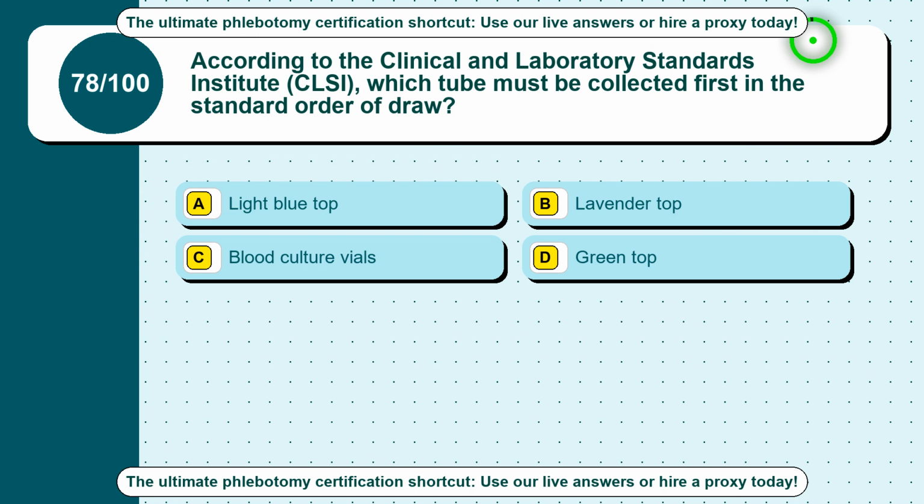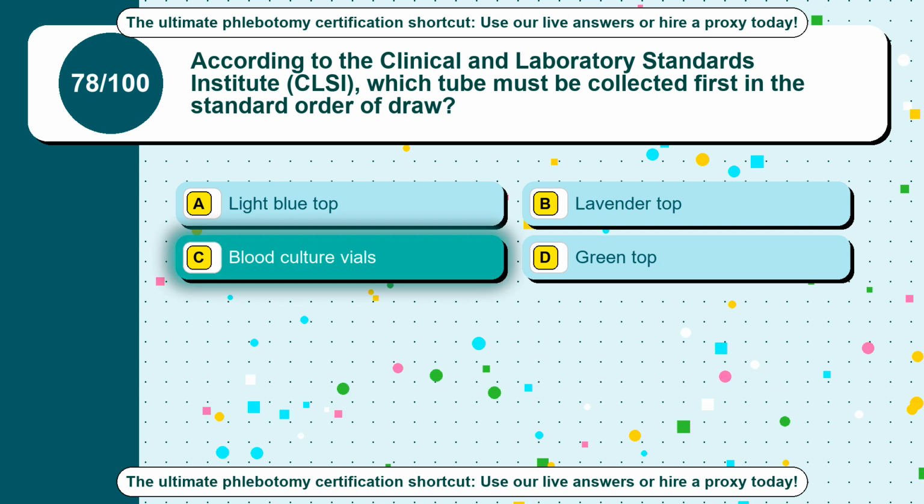Question 78. According to the Clinical and Laboratory Standards Institute, CLSI, which tube must be collected first in the standard order of draw? Option A, light blue top. Option B, lavender top. Option C, blood culture vials. Option D, green top. The correct answer is option C, blood culture vials.